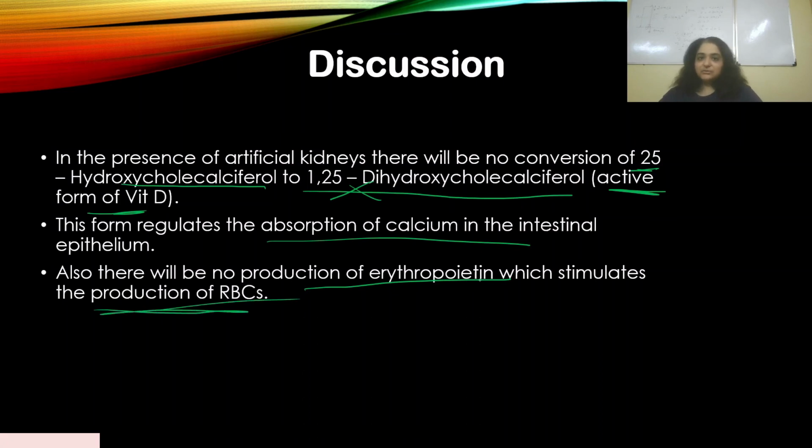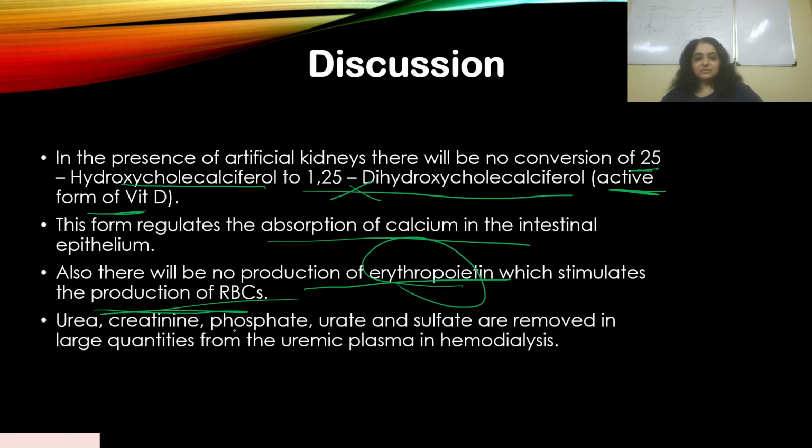So this question focused on the other functions of the kidney apart from the acid-base balance, osmoregulation, all that we have studied so far. These are the other functions of the kidneys. They form this 1,2,5 dihydroxycholecalciferol, the active form of vitamin D, as well as erythropoietin, which stimulates the production of RBCs. So it's important for you to understand the other functions of the kidney for the exam. Okay, so let's move on to the next.